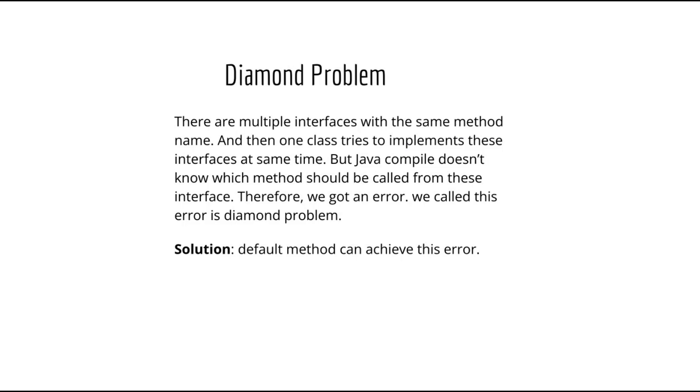For example, there are multiple interfaces with the same method name, and one class tries to implement these interfaces at the same time. But the Java compiler doesn't know which method should be called from these interfaces. Therefore, we get an error. We call this error the diamond problem. So here, let me show you the problem, and I will show you the solution. We can use the functional interface to handle this error.